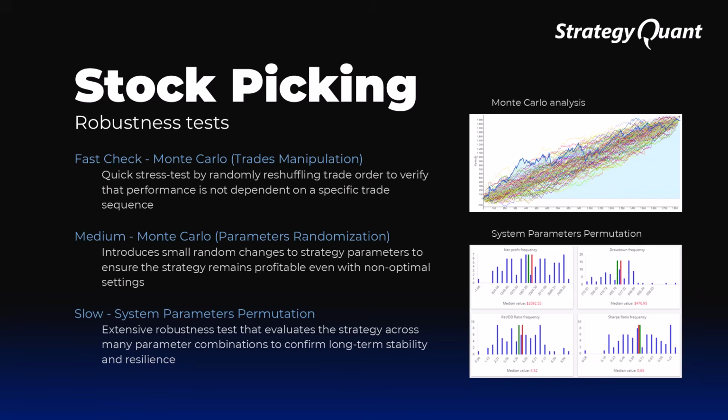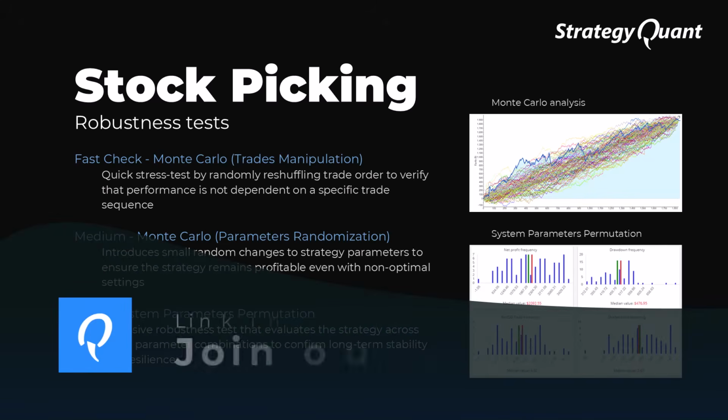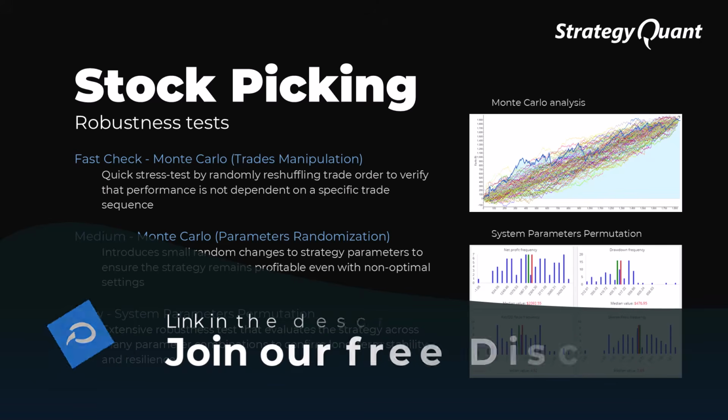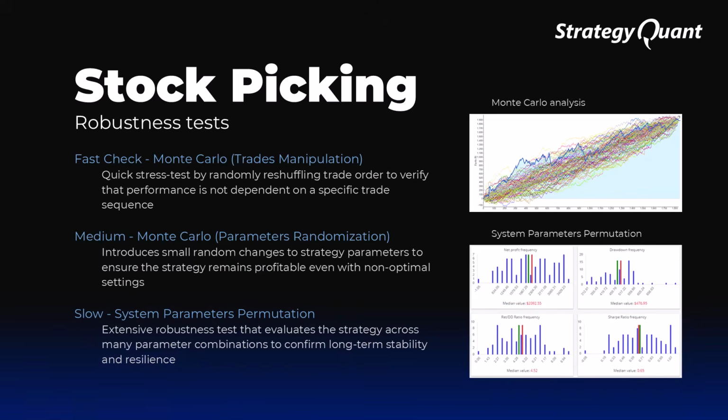The first one we will do is Monte Carlo trades manipulation. This is a very quick test that randomly shuffles the order of trades to verify that the strategy works even with a different sequence of wins and losses. The next one is Monte Carlo parameters randomization. This is a slightly more time-consuming test that slightly randomizes the strategy settings such as indicator periods and monitors whether it still maintains similar results.